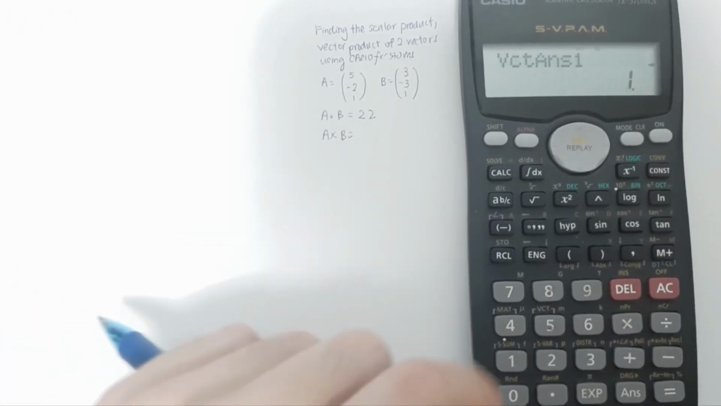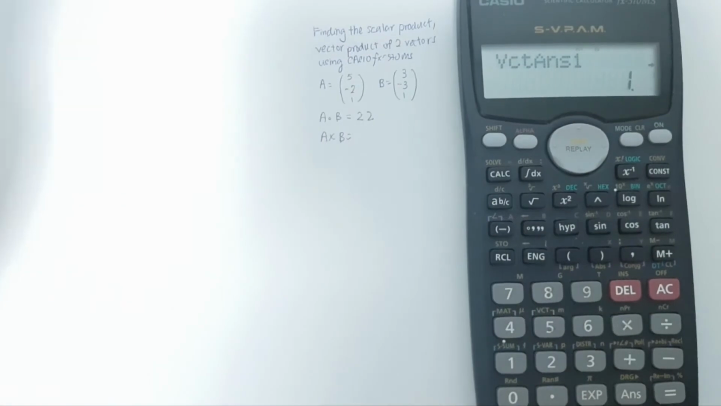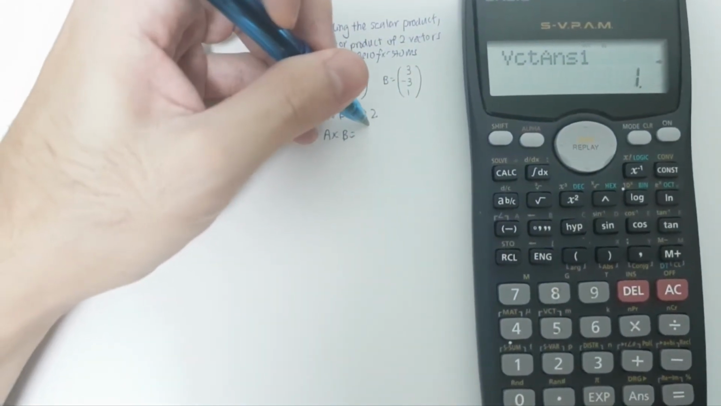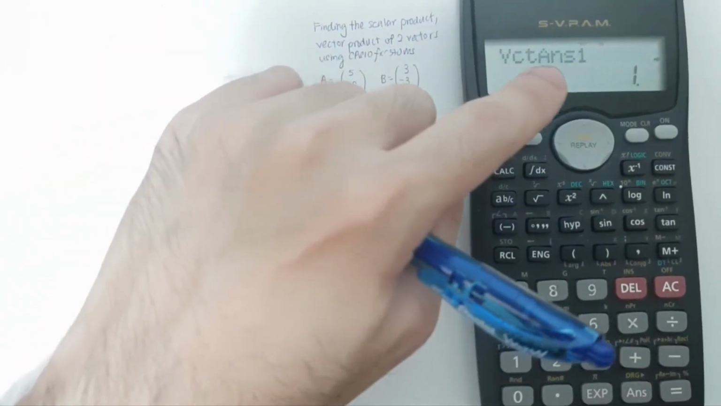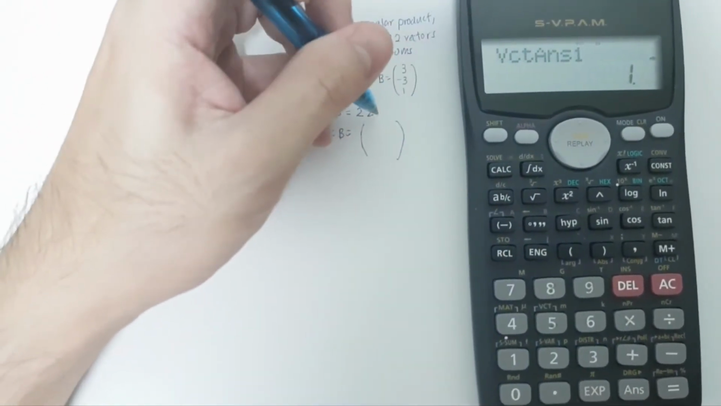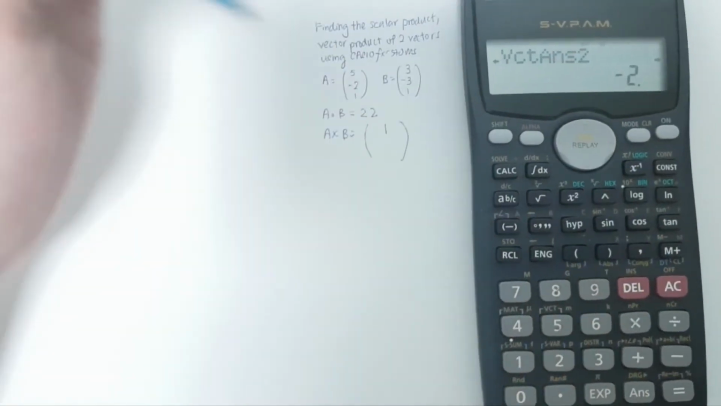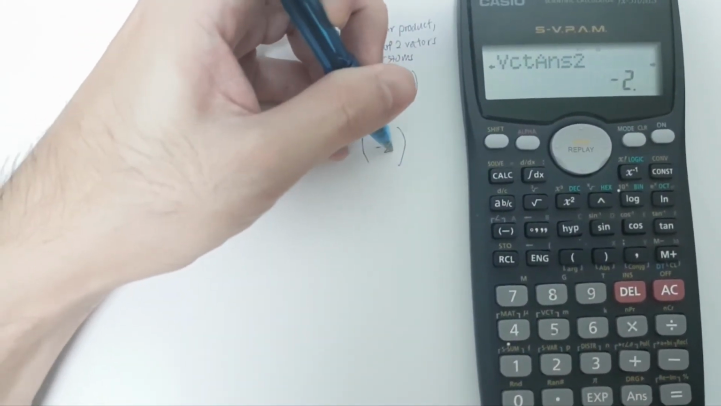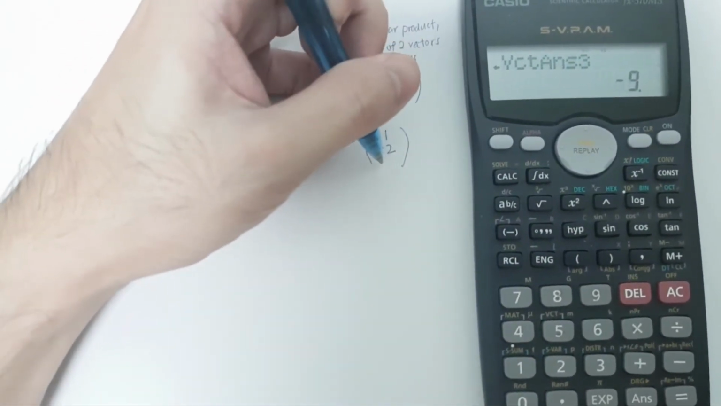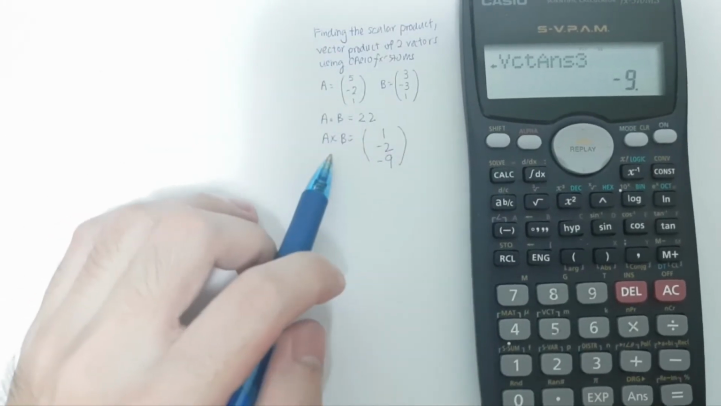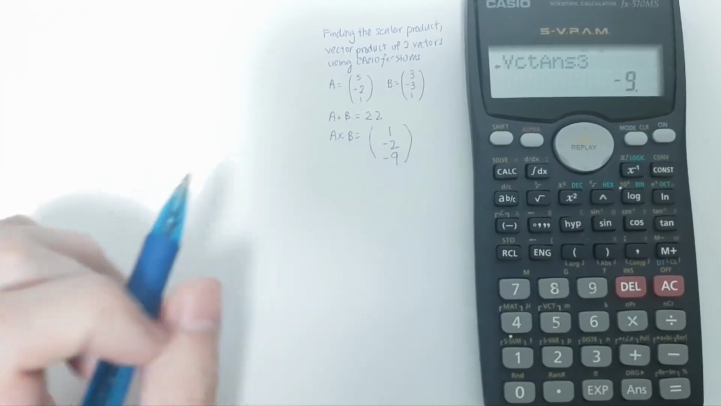Once you press equals, we will have 3 different answers. Vector answer 1 represents the first value. Vector answer 2 represents the second value. And then last but not least, vector answer 3 represents the third value. So A cross B is equal to 1, -2, -9.